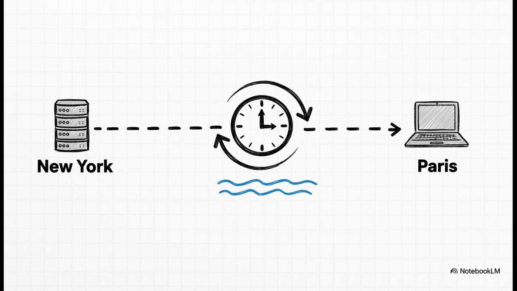So get this, for a video to get from a server sitting in New York to your screen in Paris, that data has to physically travel across the Atlantic Ocean. That journey, even moving at the speed of light through fiber optic cables, creates a delay. We call that delay latency. And the rule is simple. The more distance you have, the more latency you get, and that means a slower, more frustrating experience for you.